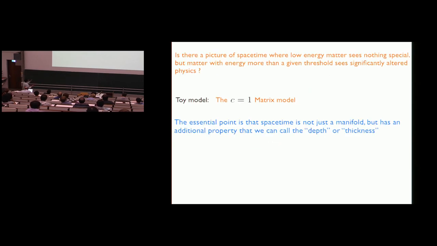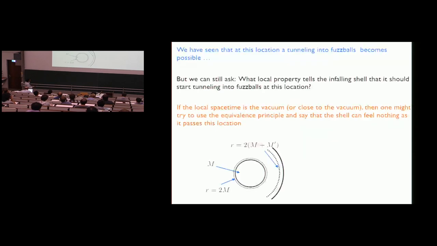Is there any picture, any model we can find in all of physics for space-time where the low-energy matter states see nothing special at that place, but matter with energy more than a given threshold sees a different physics? So you see that if the particle shell falling in had a very low mass, it could keep going till it made a horizon somewhere here. If the shell was heavy enough to have a mass m prime, it should do something here.